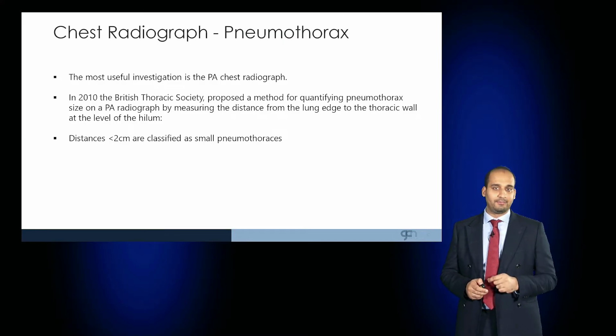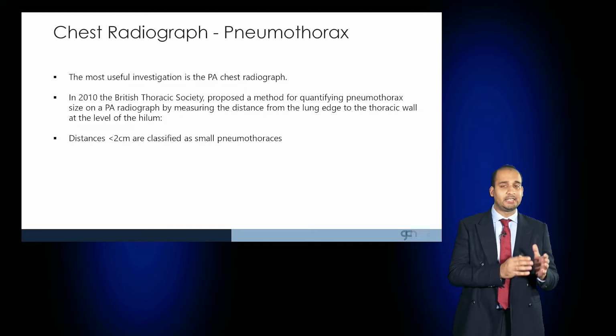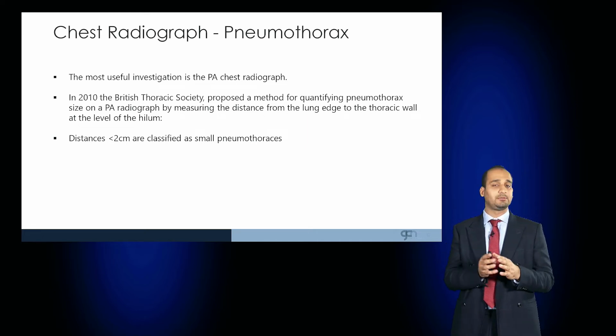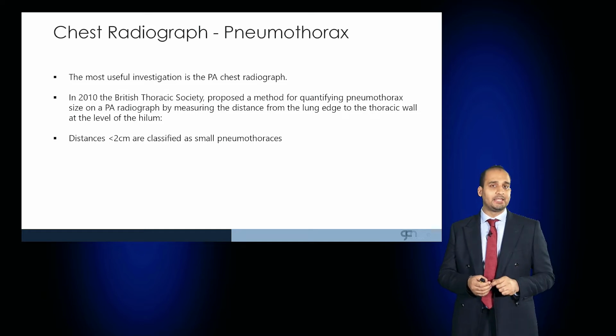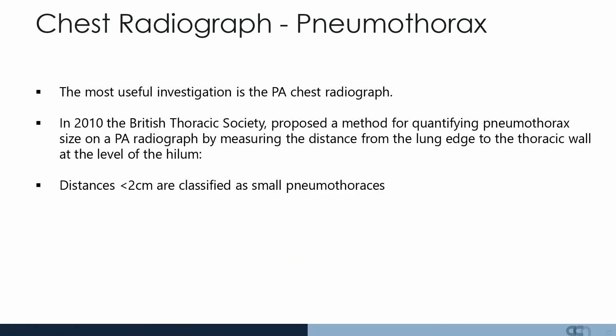The radiograph is the most useful investigation, particularly in a non-tension pneumothorax. In a tension pneumothorax, which is an emergency, the patient should undergo needle decompression. Now, in 2010, the British Thoracic Society proposed a method for quantifying a pneumothorax size on the PA chest radiograph by measuring the distance from the lung edge to the thoracic wall at the level of the hilum. And a distance of less than 2 centimeters is classified as a small pneumothorax.